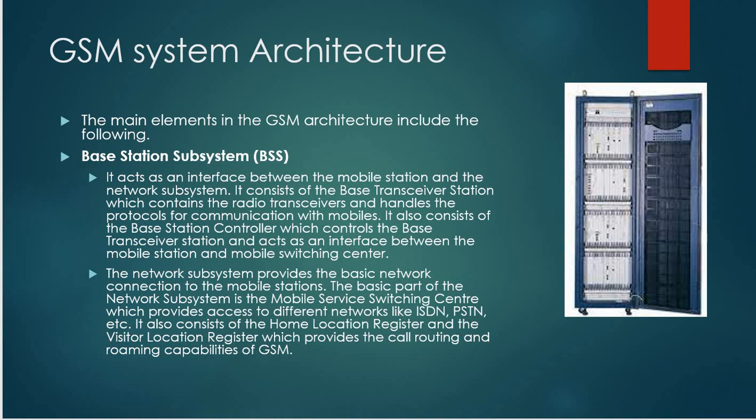Under the BSS we have the base transceiver stations, and then the base station controller, BSC, which controls the base transceiver stations and acts as the interface between the mobile stations and the intermediate system. The next point is that the network subsystem provides the basic network connections to the mobile stations. The basic part of the network subsystem is the mobile services switching center, which provides access to different networks like ISDN, PSTN, etc.